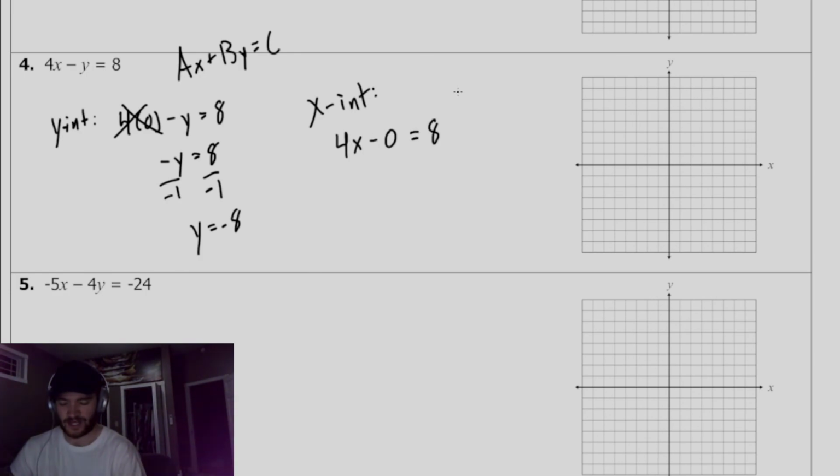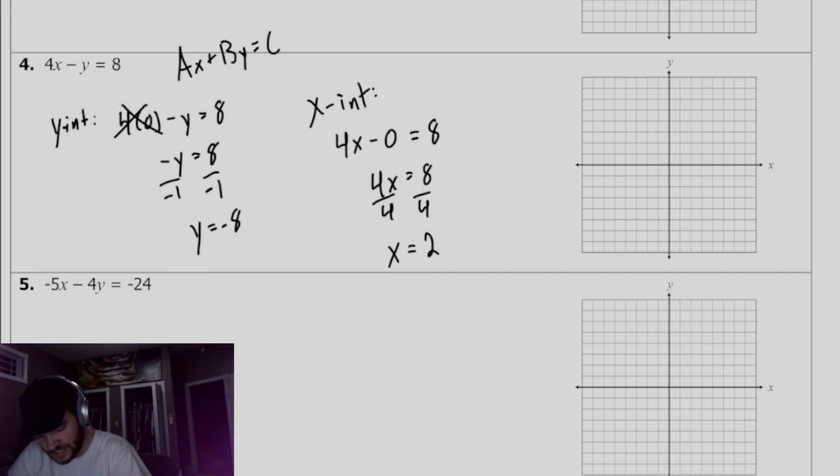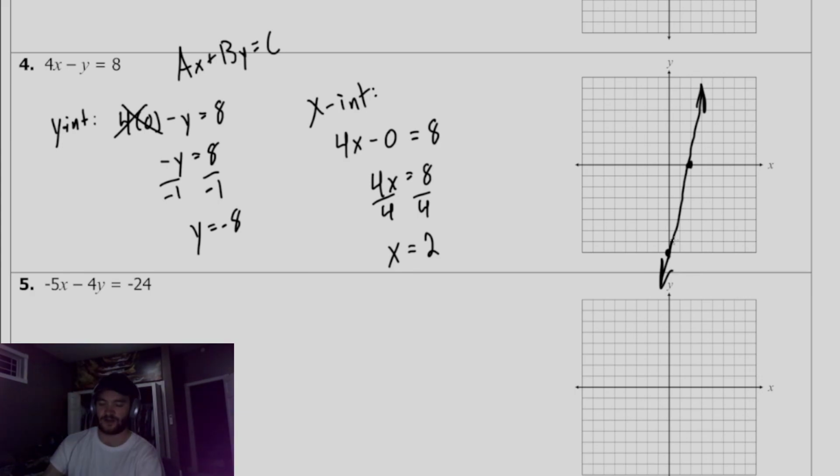4x minus 0 is just 4x equals 8. Divide by 4. X ends up equaling 2. So at negative 8, 1, 2, 3, 4, 5, 6, 7, 8, I've got a y-intercept. At x equals 2, I've got an x-intercept. I think it's self-explanatory. The x-intercept is where it crosses the x-axis right here. The y-intercept is where it crosses the y-axis right here. Those are the intercepts.